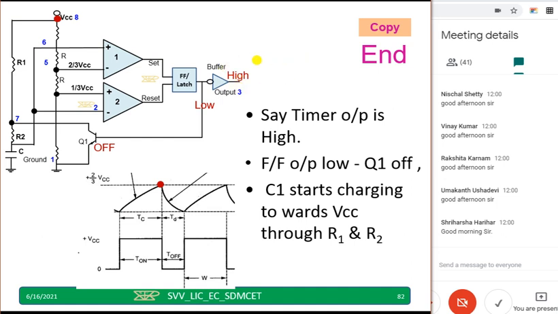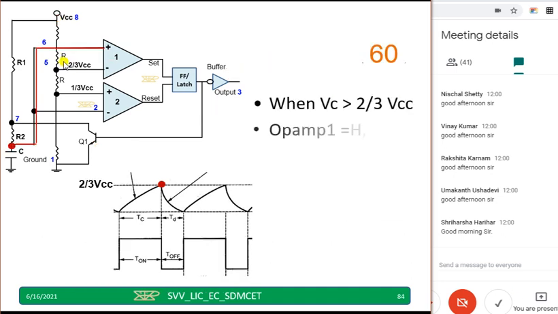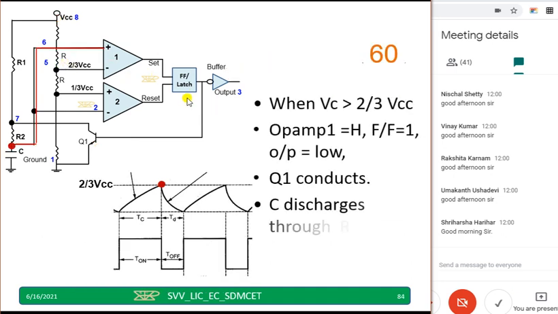Now it is 2/3 VCC, and when it goes above 2/3 VCC, op-amp 1 will give high, flip-flop output becomes high, timer output becomes low, Q1 conducts and C starts discharging through R2. Observe carefully. Once again, it is a revision for you people. Here this is high, output is low, flip-flop output is high, Q1 conducts. So when Q1 conducts, this capacitor will start discharging. So this we have discussed in the previous class. Please try to understand.